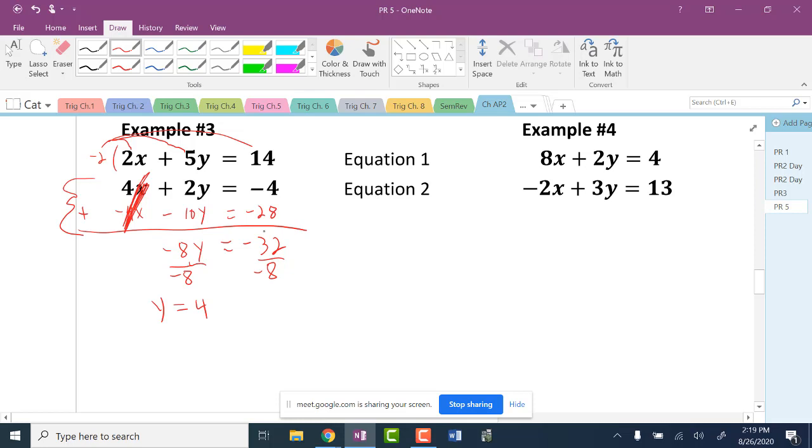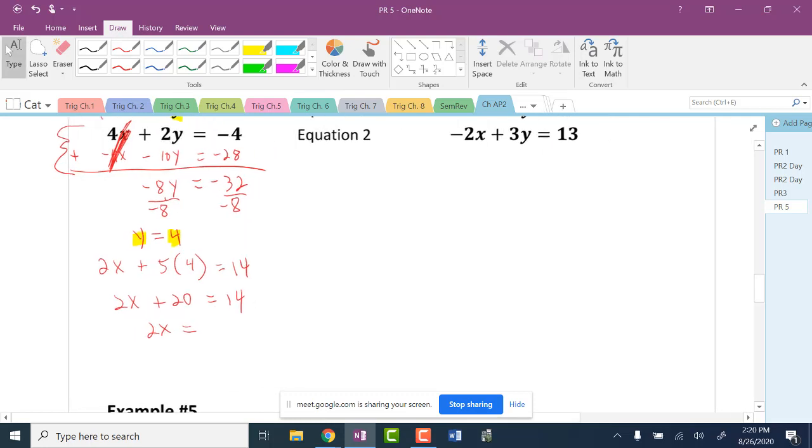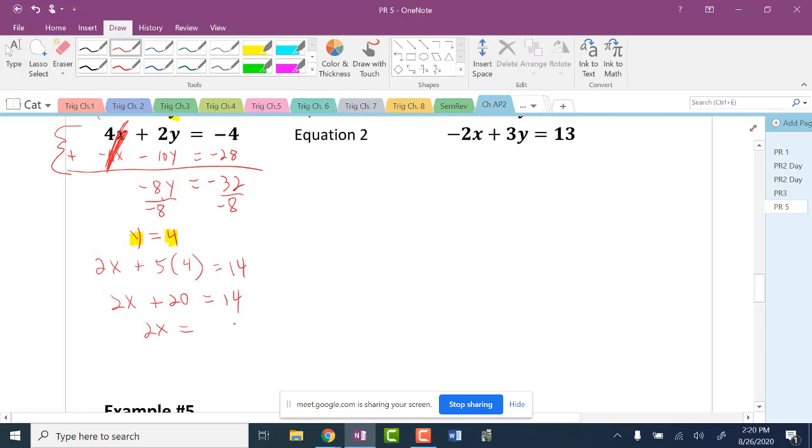-8 and a -32 is 4. Now you take that 4, and it doesn't matter which one you plug it into. You go ahead and plug it into the top one, as long as you did your math right. So maybe I could do that. Y equals 4, so I'm going to throw it in there. And then solve for x. This is 2x plus 20 equals 14. 2x, subtract 20. Be good with your math. I'm not going to show this, so undo operations. 14 minus 20 is -6, and then x equals -3.